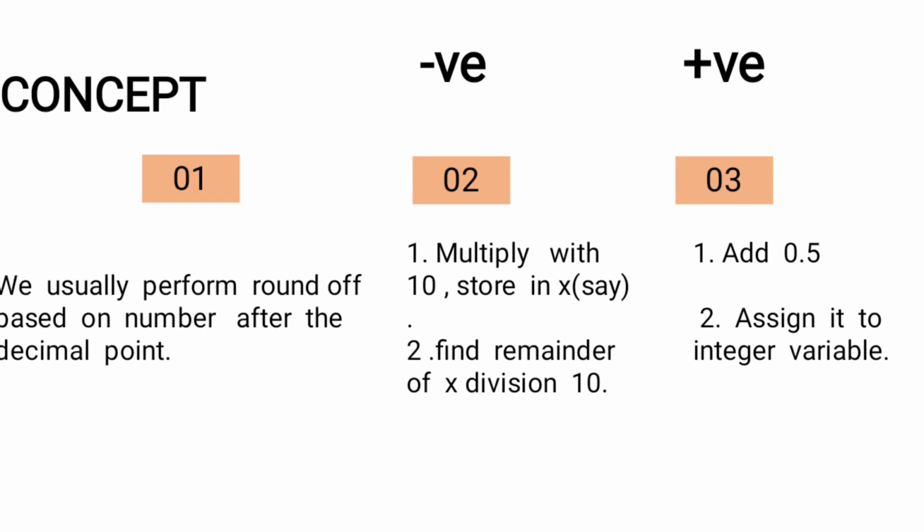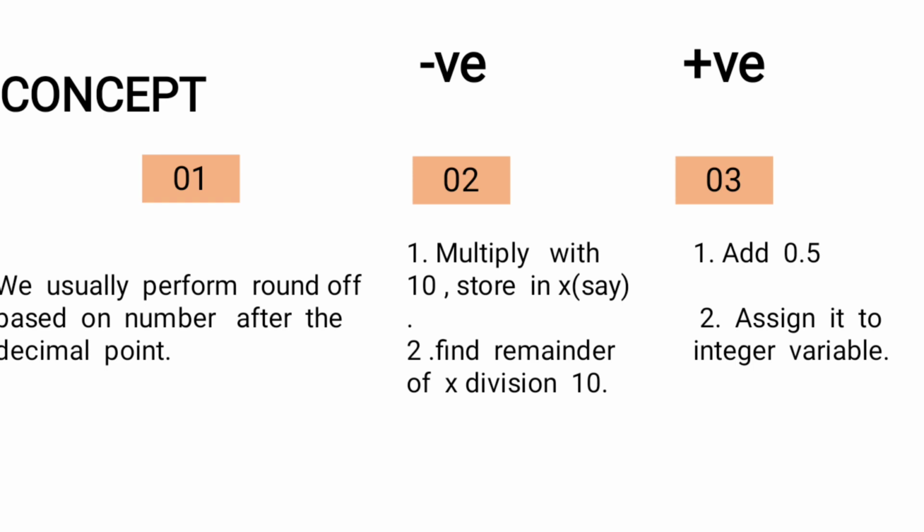We usually perform round off based on the number after the decimal point. In case of positive floating point values, if the number after the decimal point is greater than or equal to 5, the integer part of the decimal will be incremented by 1, otherwise it remains the same. In case of negative floating point values, if the number after the decimal point is greater than or equal to 5, the integer part of the decimal will be decremented by 1, otherwise it remains the same.